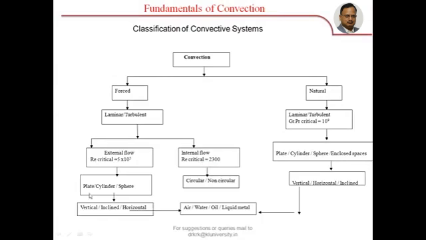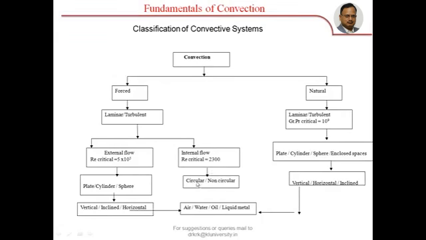Then external flow can occur over a plate, a cylinder, or a sphere. Again, for each one, you can have either a laminar or turbulent flow, or a combined laminar and turbulent flow. And you can also have the orientation of the plate, vertical, inclined, or horizontal, etc. And the flowing fluid could be air, water, oil, or liquid metal. See, different aspects of convection.